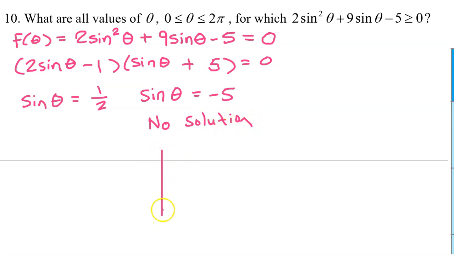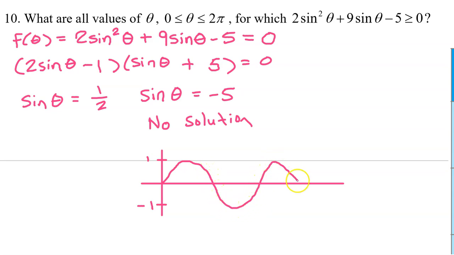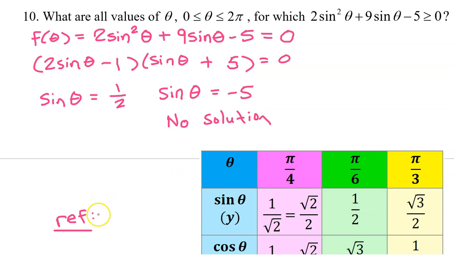That's because we learned long ago that the sine function oscillates between +1 and -1. It starts here. The sine function goes up and down forever, but the maximum value of sine is 1 and the minimum value of sine is -1. So sine theta can never equal -5. It doesn't go that low. So no solution. So we can focus on where sine theta is equal to 1/2. You can find the reference angle by asking the sine of what angle is 1/2.